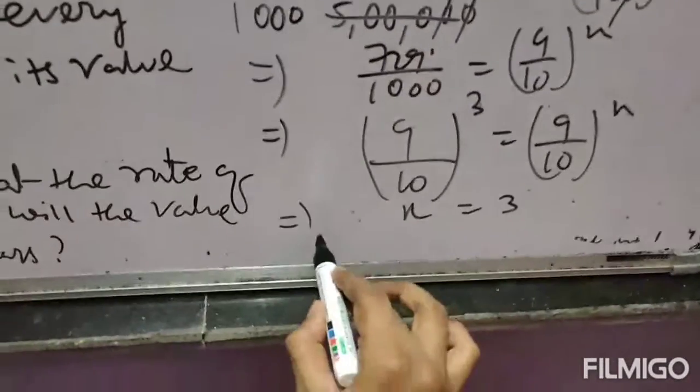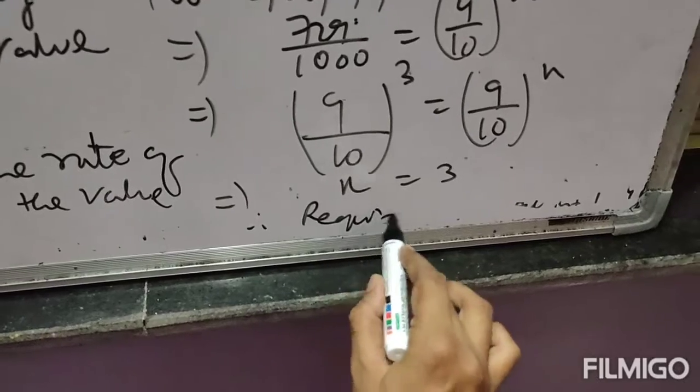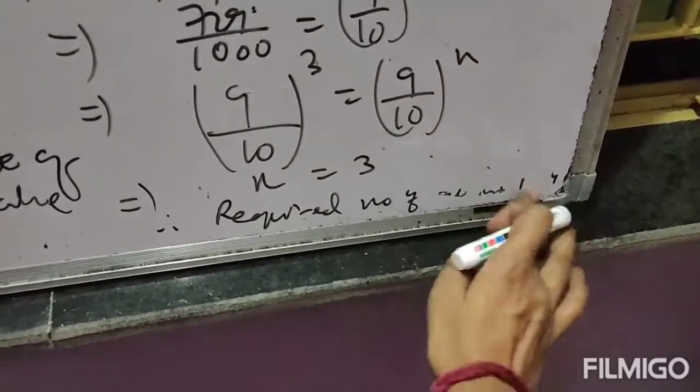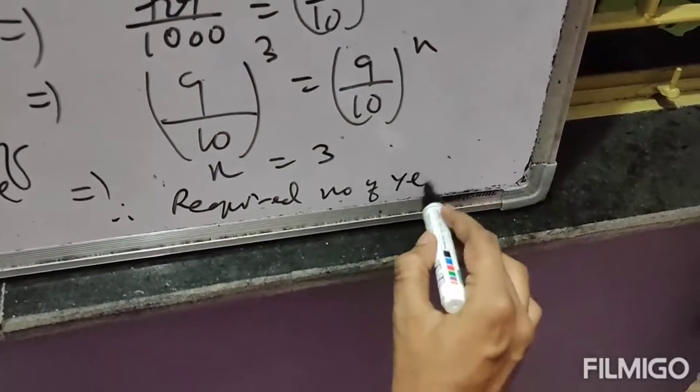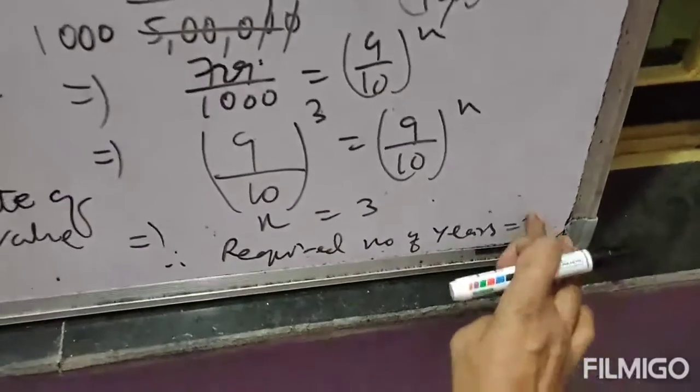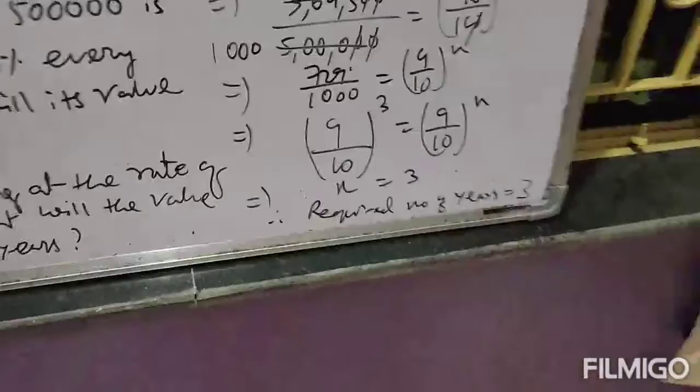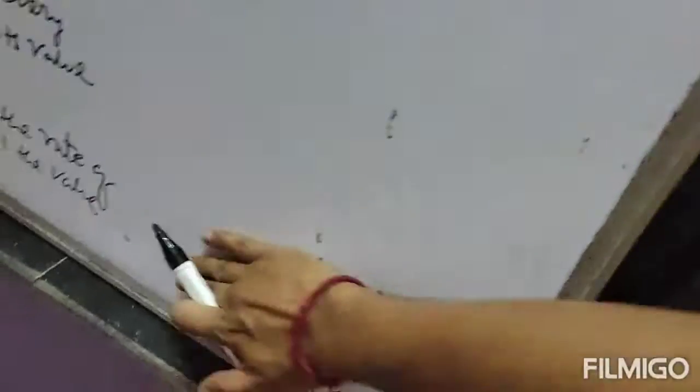So we will write, therefore, required number of years equals 3. This is your answer. Question number 10 is complete. Now the last question, question number 13. These 4 questions were very important. The rest of the questions will be somewhat easy except question number 14. So just try the remaining ones in your homework and show it to me after this session.